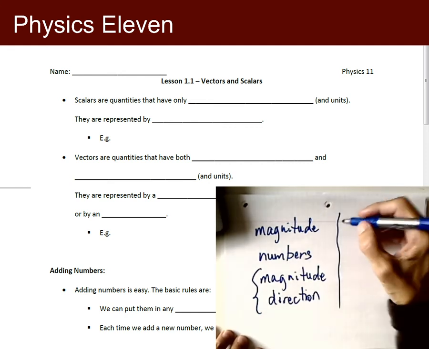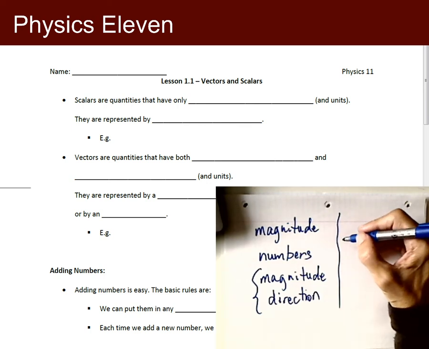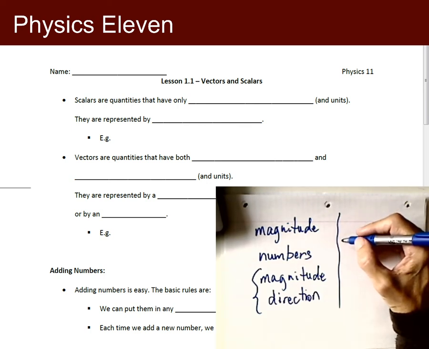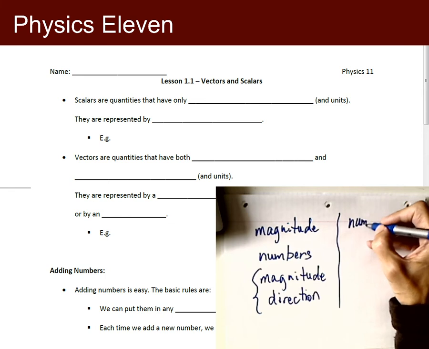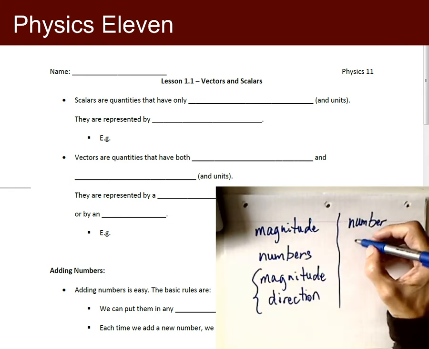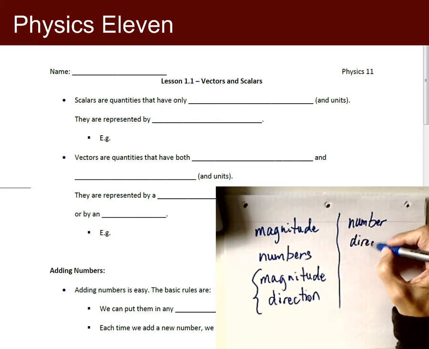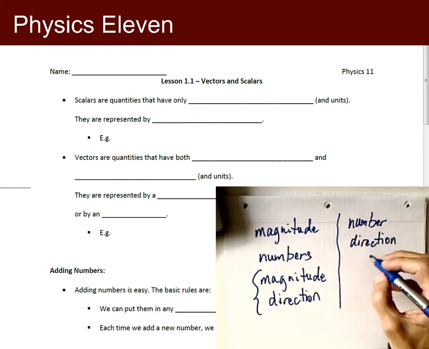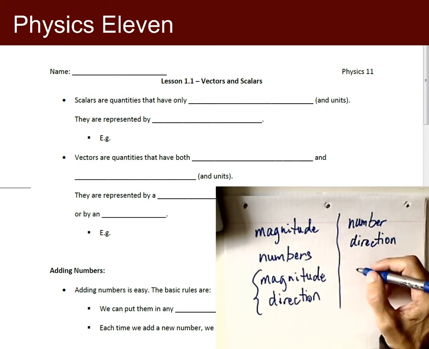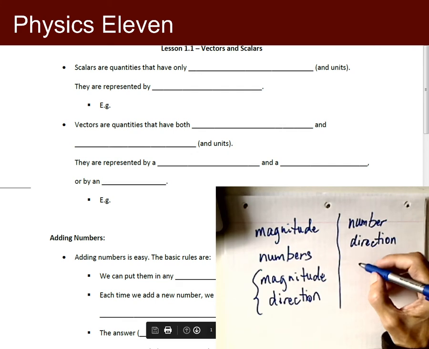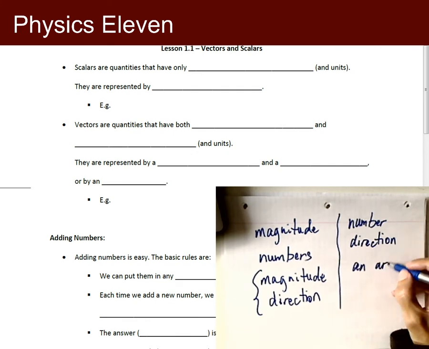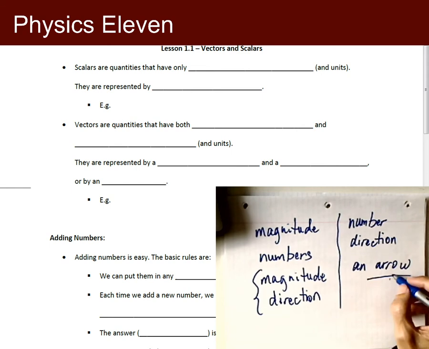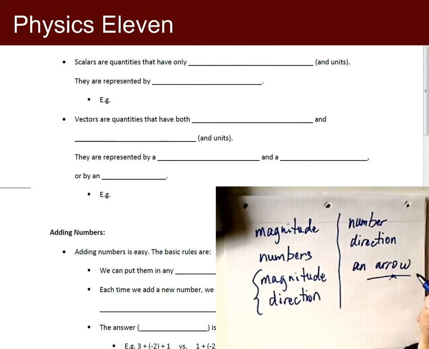Typically, vectors are represented by the number and the direction, but also there's a useful version that represents vectors, and that is an arrow. Now, for some reason, my physics teacher didn't like that, but I don't know, seems reasonable to me.